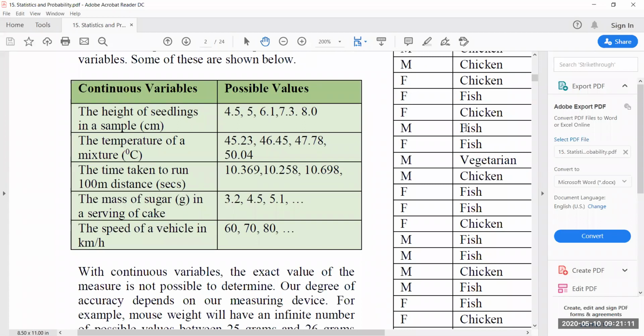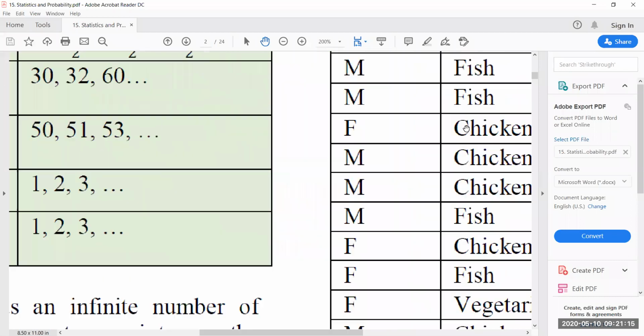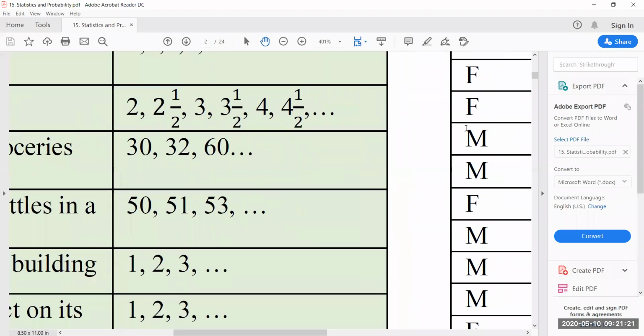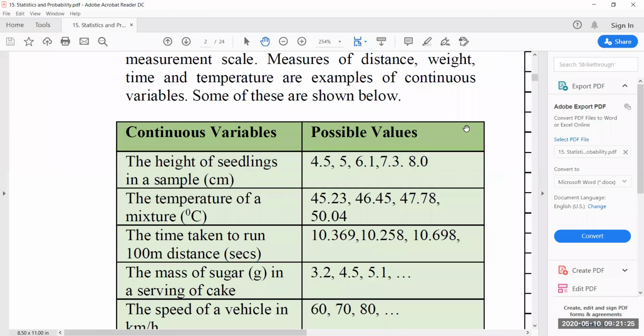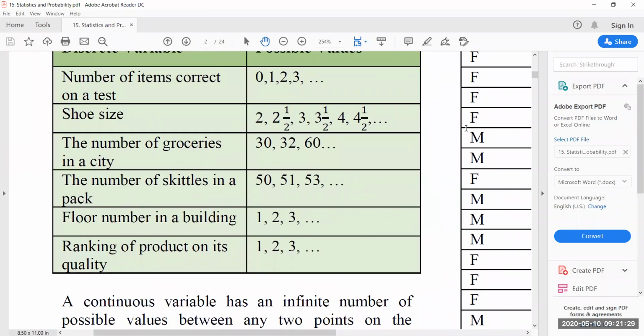You notice here that there is no consistency. With the discrete examples you were still seeing 50, 51, 52, 53, 30, 32, 60, etc., and 2, 2.5, 3, 3.5, 4, 4.5, etc. There was still some consistency, and obviously there is only a certain number of Skittles that can be in a pack, right?